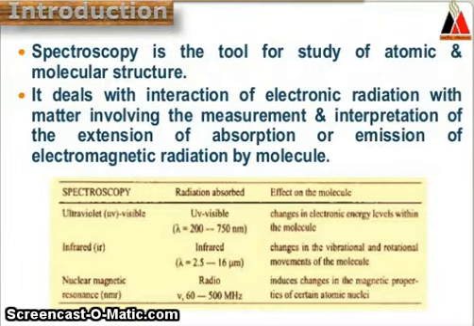So you have spectroscopy like ultraviolet, UV visible, infrared, and nuclear magnetic resonance, and the radiation absorbed is UV visible, infrared and radio. The effect on the molecule: changes in electronic energy level within the molecule, changes in vibrational and rotational motion of the molecule, and induced change in the magnetic properties of certain atomic nuclei.